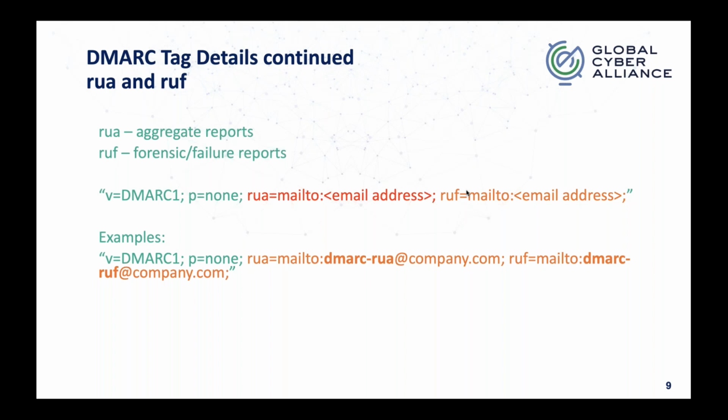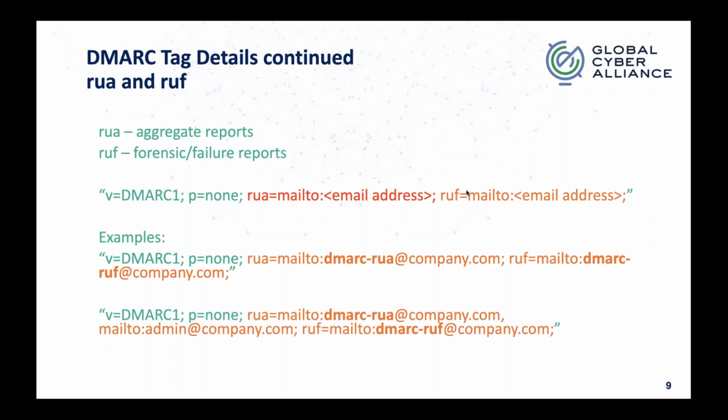Okay. And the other reason is, remember, a DMARC policy, the DMARC record, is publicly accessible. So anyone publicly can find your DMARC record. So you may not want to put your personal work account in there. So it's something you could take into consideration. You can have more than one email address, right? You just have to separate them by commas.